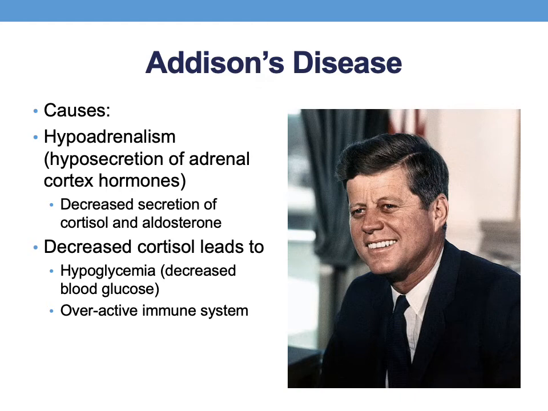Decreased cortisol will lead to hypoglycemia because it's normal for the body to have this circadian rhythm for 90 minutes every morning to increase glucose. So if the liver doesn't have the ability to stock up on glycogen early in the morning, it's not going to be able to maintain glucose levels throughout the day. And it's also going to cause an overactive immune system if you don't have enough cortisol.